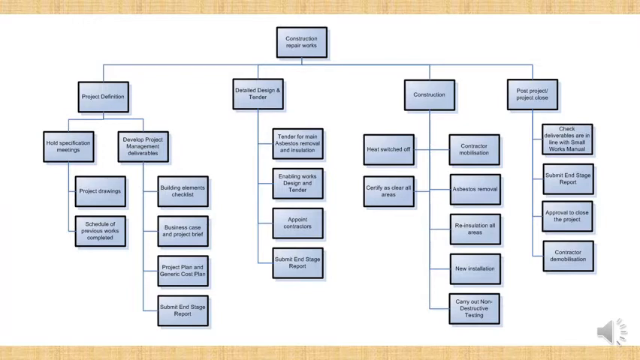Here's another project which is all about, I think, doing some maintenance work on an existing building. So yeah, you've got the project definition stage, and you've got various work packages associated with that. Then the detailed design and tender stage. So it's not just down to construction. You've got construction there, but you need work packages for all phases of the project, from project definition right through to project closure or handover.